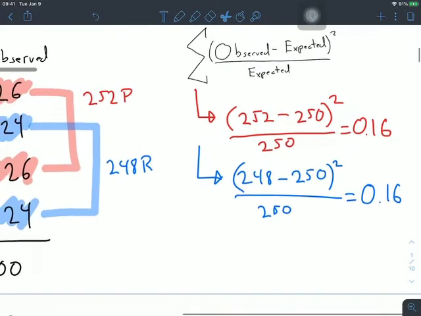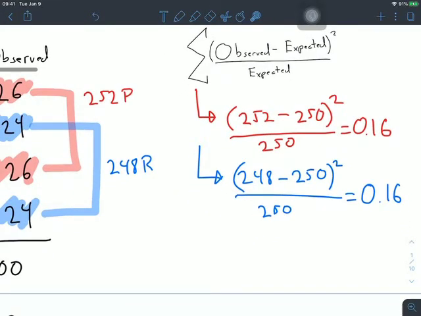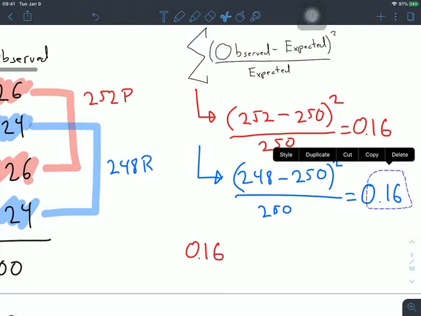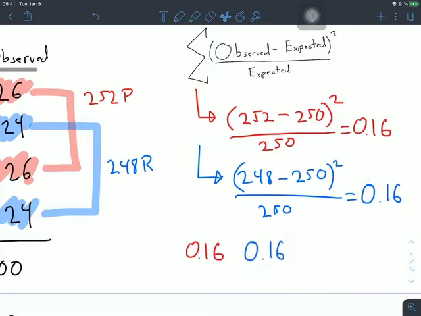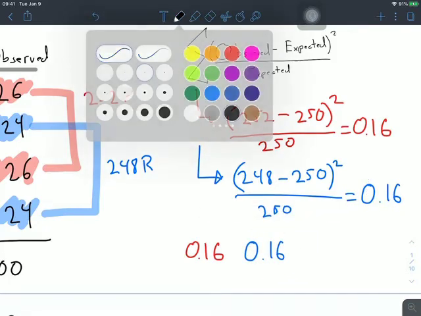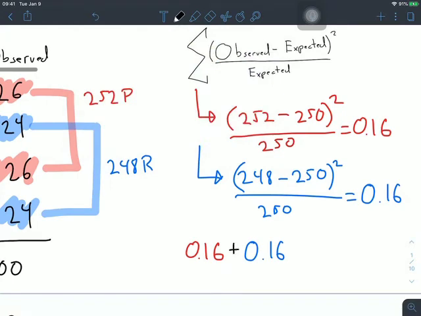Now keep in mind that our chi-squared needs to be a sum of these terms. So, before you move on, and this is a mistake I commonly see, make sure that you add the 2 terms together. You got a 0.16 from parentals, a 0.16 from recombinants. This gives you your final chi-squared value of 0.32.